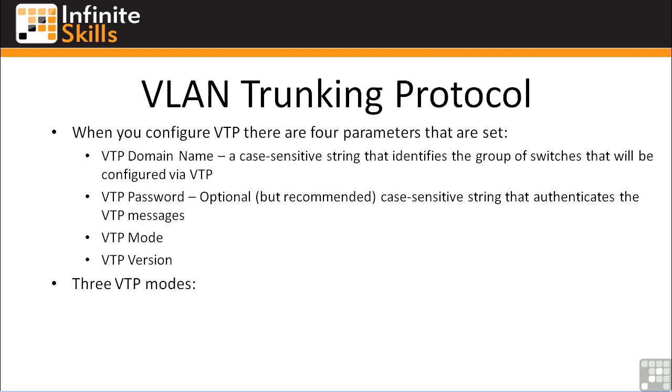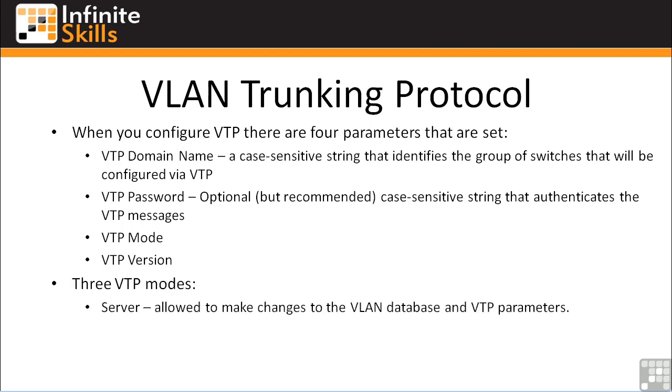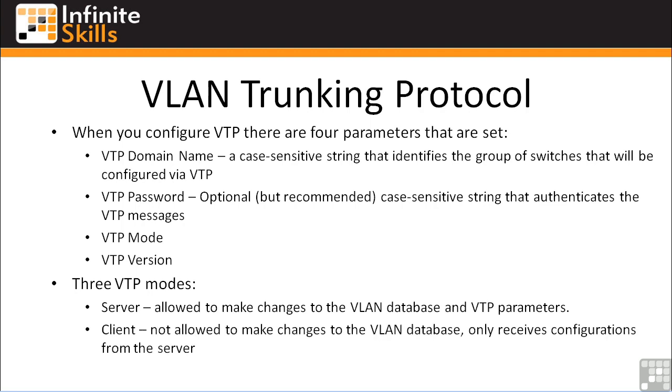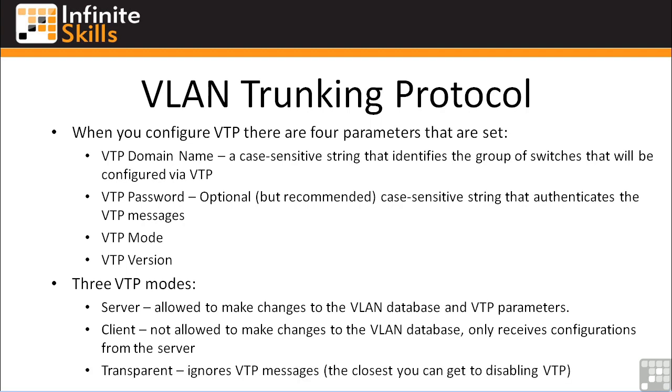Now, there are 3 VTP modes for any given switch. The first is the server. The server is allowed to make changes to the VLAN database and VTP parameters. You have the client. The client is not allowed to make changes to the VLAN database. It only receives configurations from the server. And last, you have transparent. Transparent VTP mode pretty much ignores VTP messages. Setting a switch to VTP transparent mode is the closest you can get to actually disabling VTP. In an iOS-based switch, you cannot disable VTP. If you happen to have an ancient switch that still runs CatOS, you can actually turn it off, but those switches are very difficult to find in a production network because they are so old.